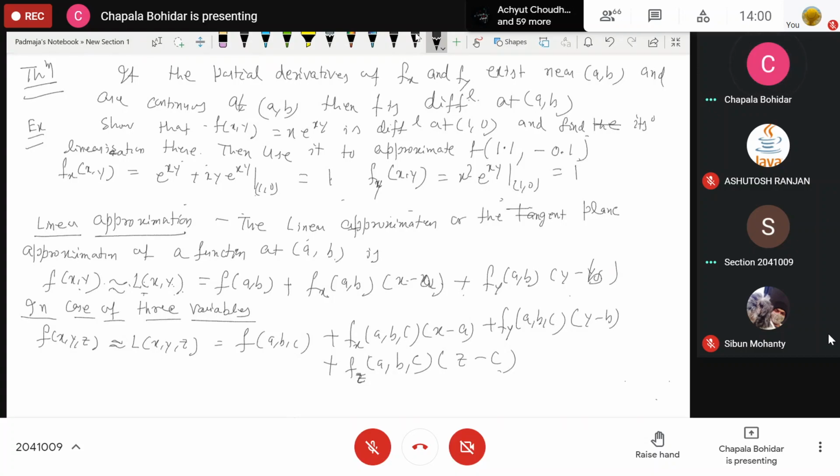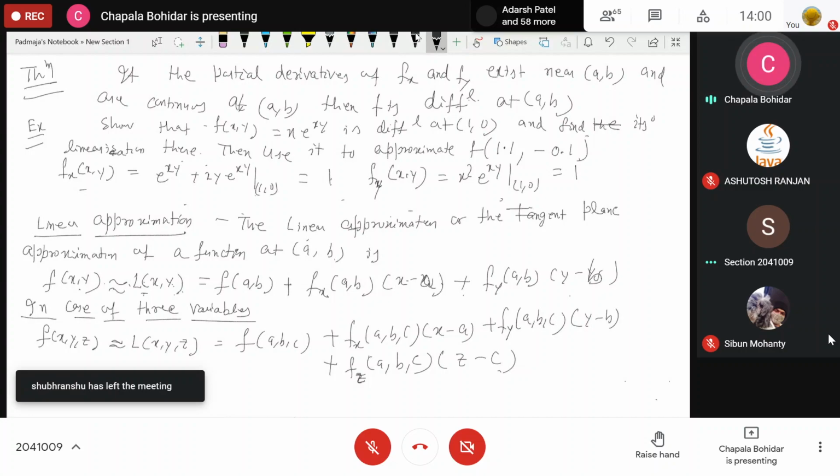Also 1. So this exists, so it is differentiable. This function is differentiable, according to your definition.